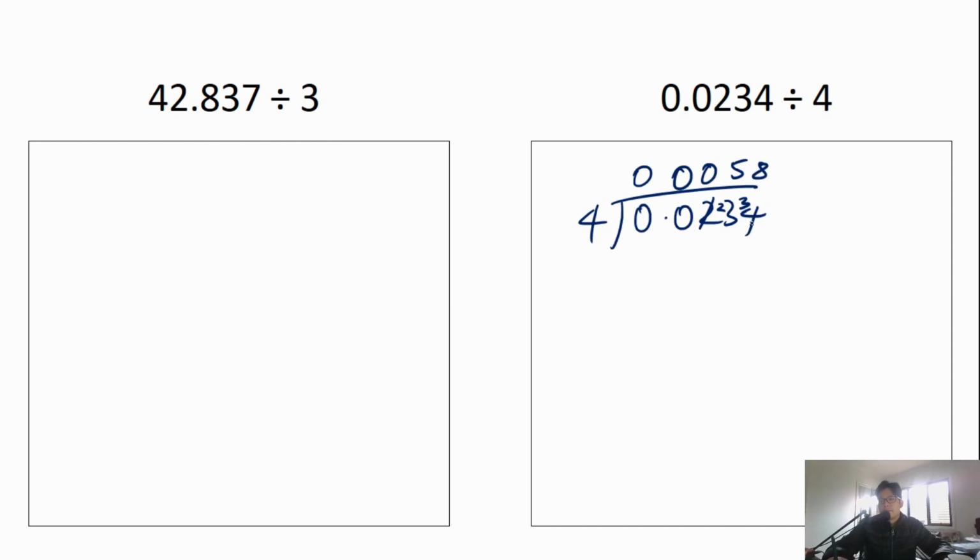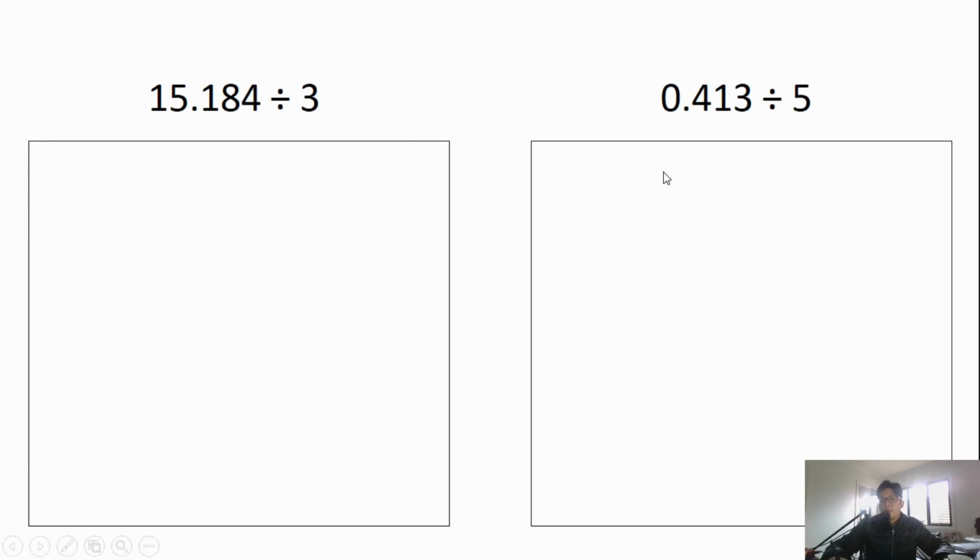4 goes into 34 a total of 8 times, with the remainder of 2. But there's nothing else here, so we add a 0. Pop the remainder 2 there, and then 4 goes into 20 5 times. So it gives you 0.00585. And the decimal will go directly above the point in the dividend.